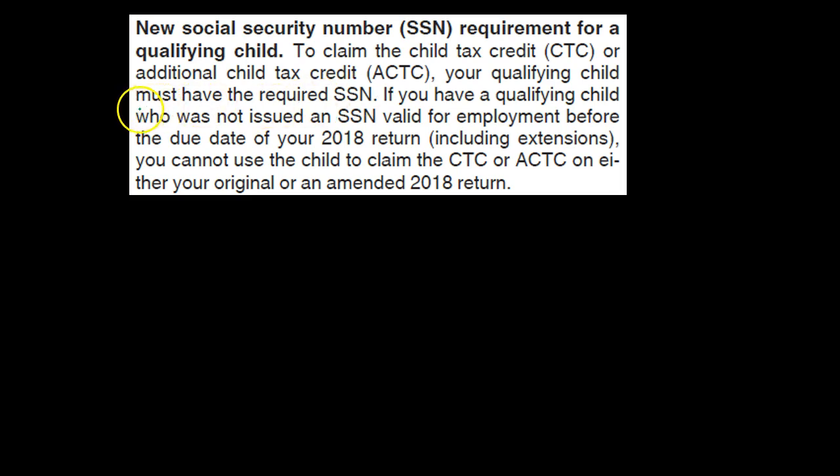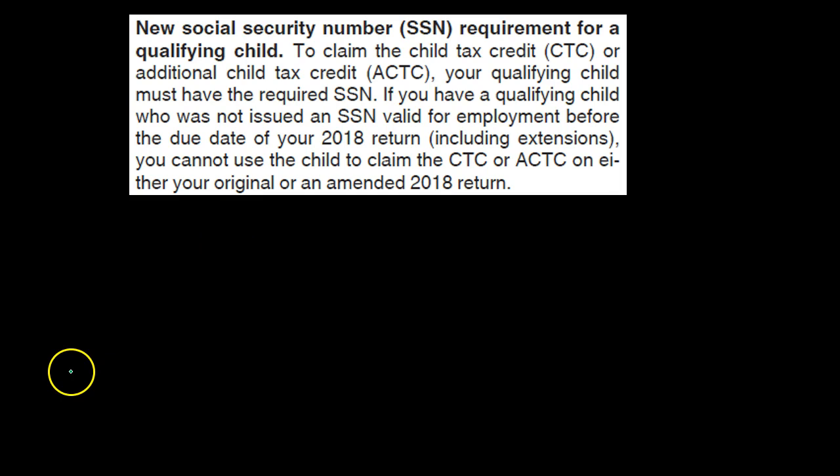Your qualifying child must have the required Social Security number, SSN. If you have a qualifying child who was not issued an SSN valid for employment before the due date of your 2018 return, including extensions, you cannot use the child to claim the child tax credit or the additional child tax credit on either your original or amended 2018 return.